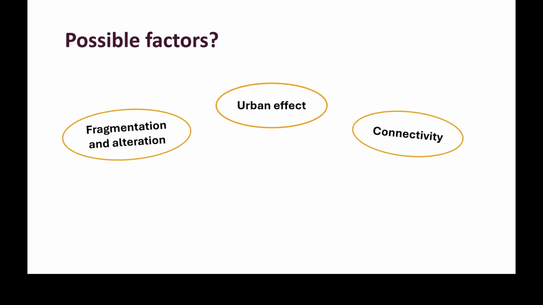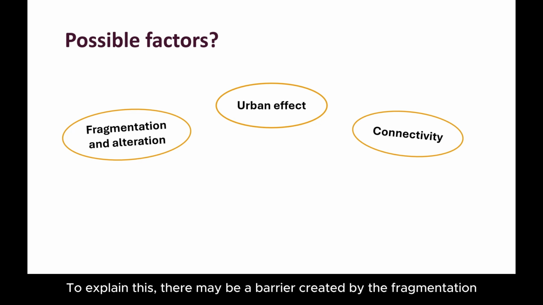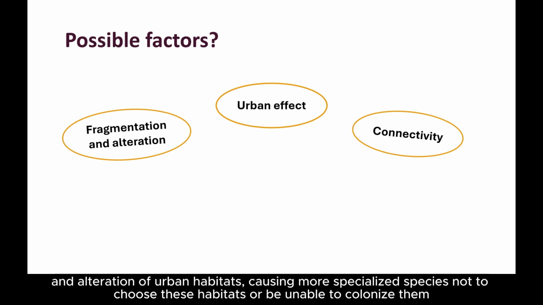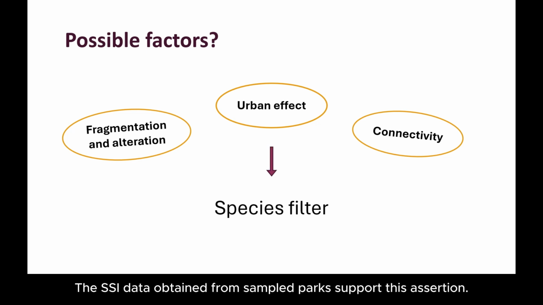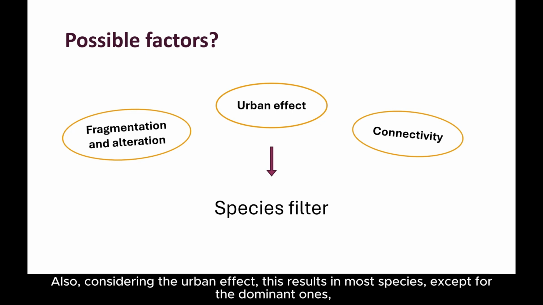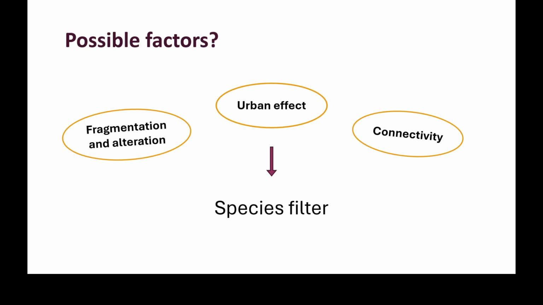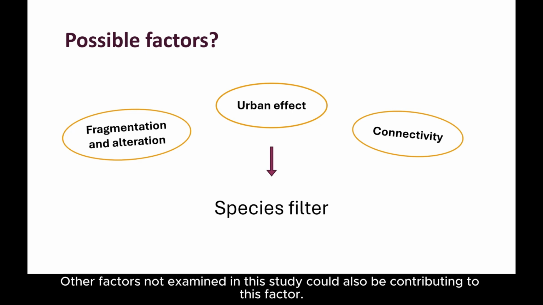To explain this, there might be a barrier created by the fragmentation and alteration of urban habitat, causing more specialized species not to choose these habitats or be unable to colonize them. The SSI data obtained from sample parks support this assertion. Also, considering the urban effect, most species, except for the dominant ones, were always found in low abundances. Other factors not examined in this study could also be contributing.